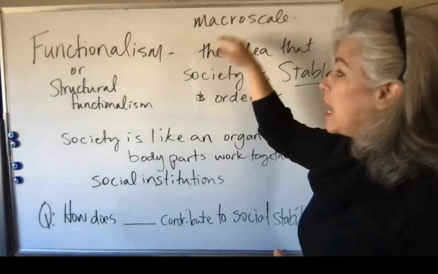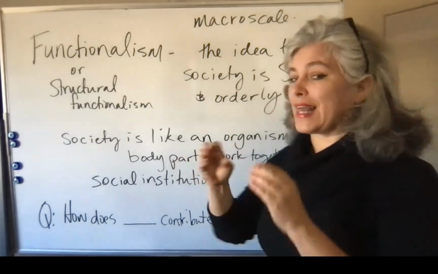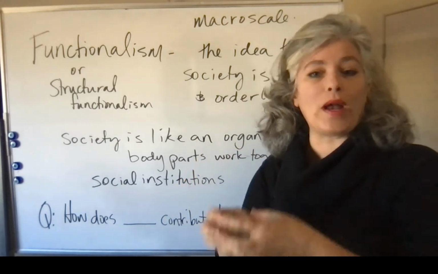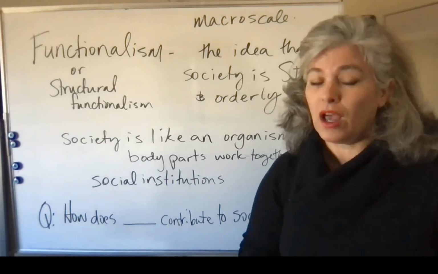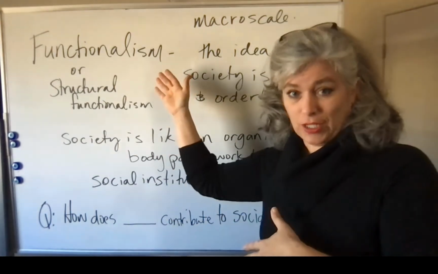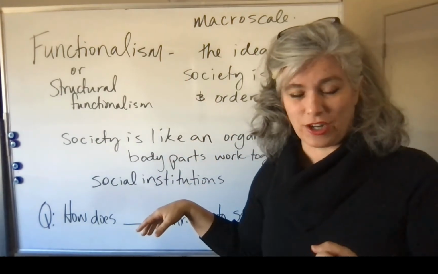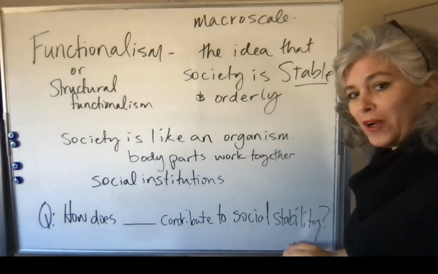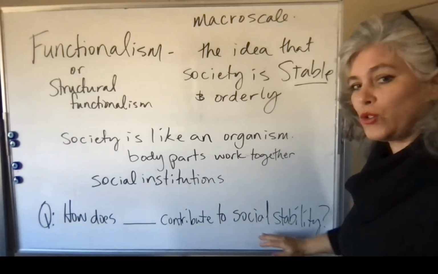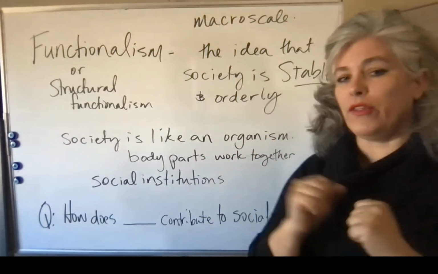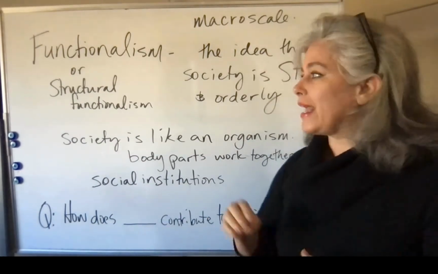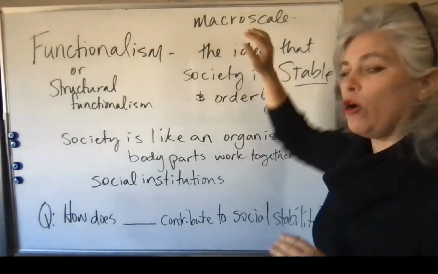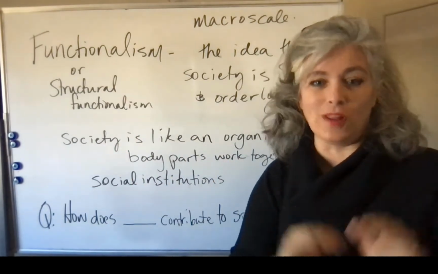So functionalism is a macro scale point of view, and remember, it's a theoretical perspective, so it is a point of view that has a certain set of questions, a certain set of assumptions that go along with it. If you are a sociologist who likes functionalism, you will ask questions such as this last one on the board here: how does something contribute to social stability? Anything at all that you study in society can be analyzed from a functionalist perspective, as long as it is a macro scale point of view, trends across the board in the whole of society.